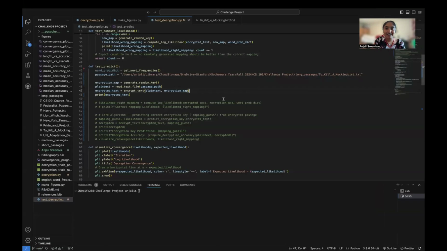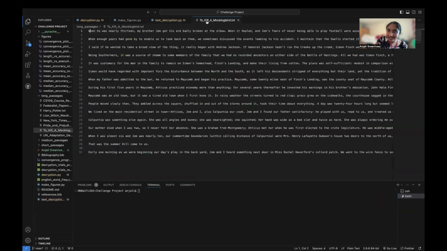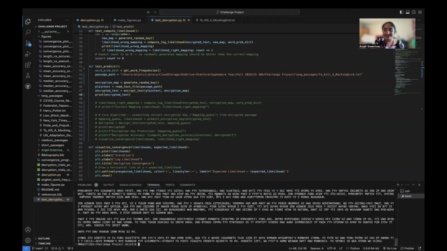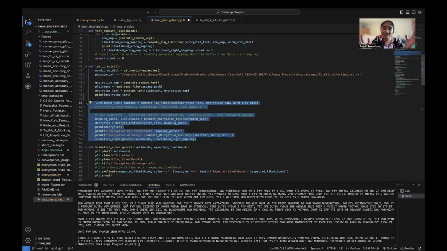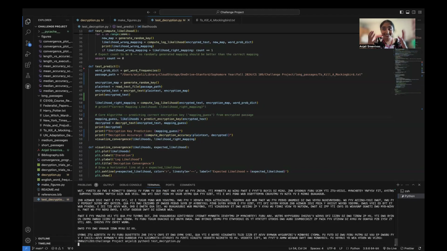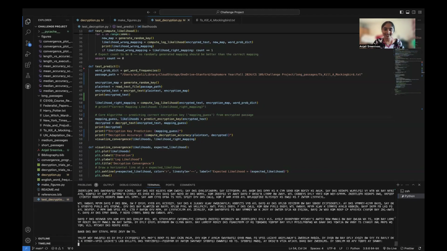As an example, I've chosen a passage here from To Kill a Mockingbird. Just to understand the input to our algorithm, I'm going to generate some random encryption key mapping and encrypt the text. If I run this, we can see that something like this is what my algorithm takes in as input: an encrypted passage where it doesn't know the encryption key mapping, and the algorithm's job is to figure out what that mapping is, and then use that ideally correct mapping to successfully decrypt the text.